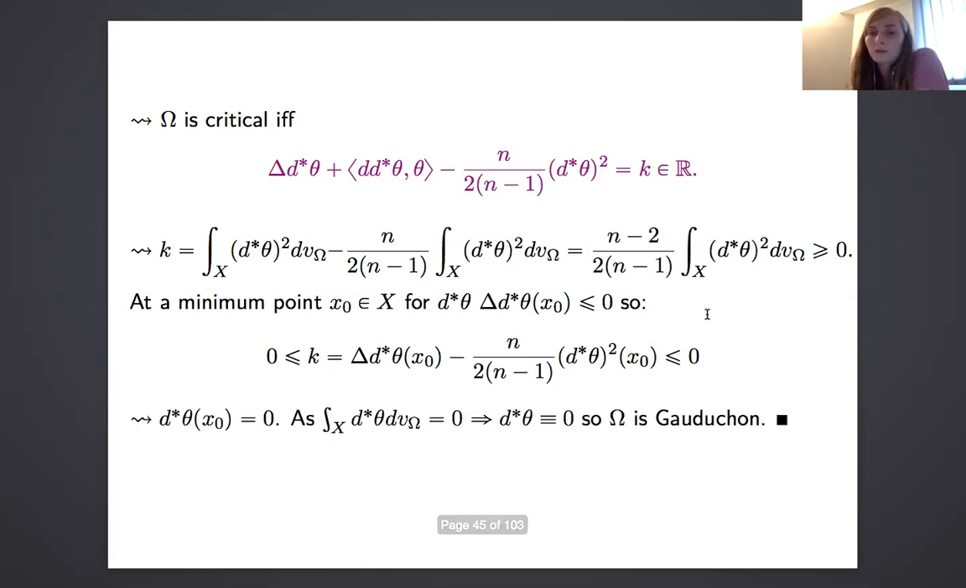And with this, we obtain that d star theta dx0 has to be 0. But recall that this was a minimum point, and the integral of this function is 0. So this implies then the whole function is 0 everywhere. So this means that the critical point, so a metric satisfying this equation, has to be Gauduchon. So this concludes the proof of the first result.